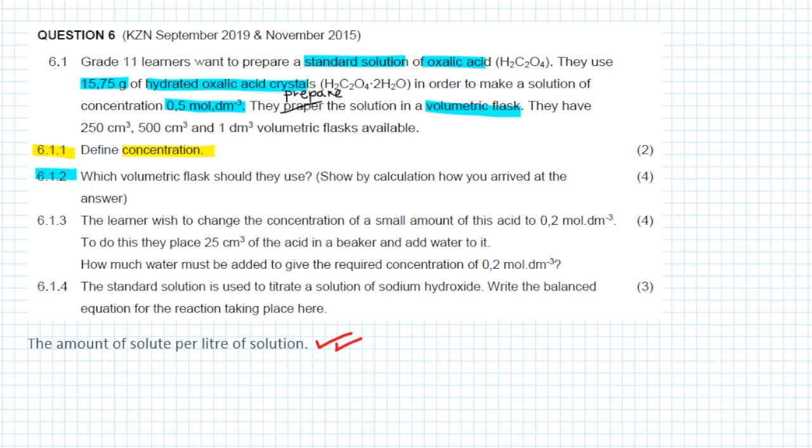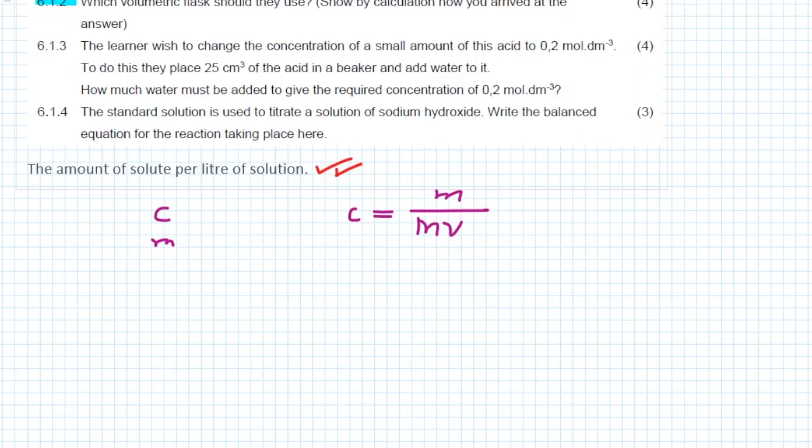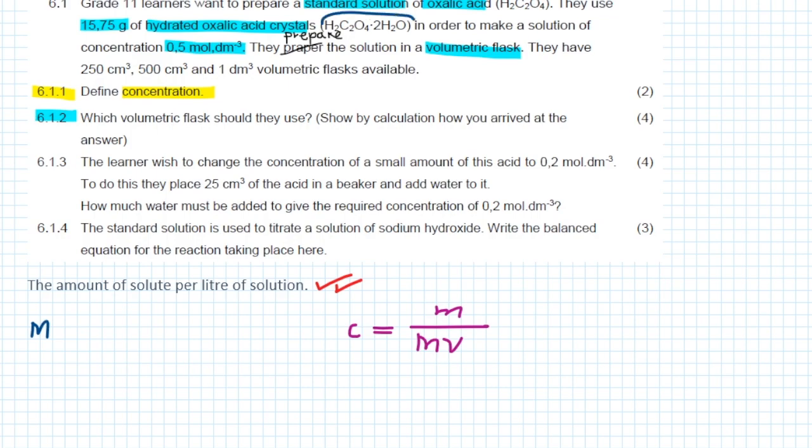Question 6.1.2 says, which volumetric flask should they use? Show by calculation how you arrive at your answer. So in this case, we know the concentration and we know the mass of the hydrated oxalic acid crystals. So what we can do is we can say concentration is equal to mass divided by molar mass multiplied by volume. Now, in order to calculate the molar mass, we're going to be calculating the molar mass of the hydrated oxalic acid. So that is this formula over here.